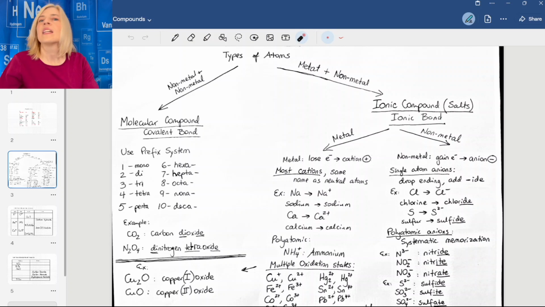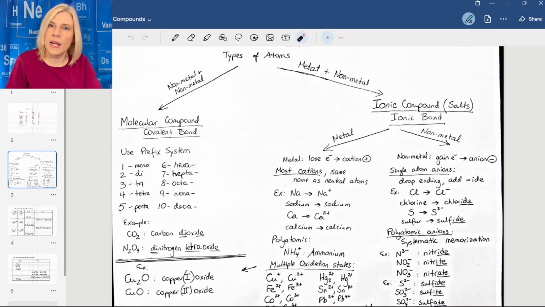Are you ready? So number one, the very first question you're going to ask yourself when you are faced with naming a compound is what types of atoms is the compound made up of? Let's say you have a metal and a non-metal. Right here you have a metal and a non-metal. So let's go down this arrow. If you have a metal and a non-metal, you have an ionic compound. They form salts. An ionic compound is made out of two parts, your metal and your non-metal.